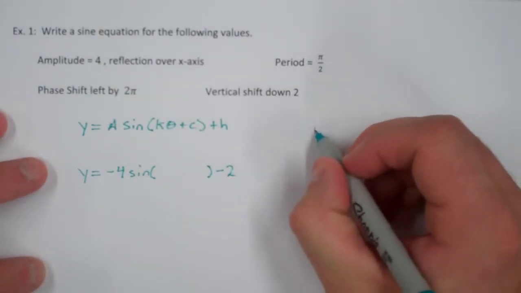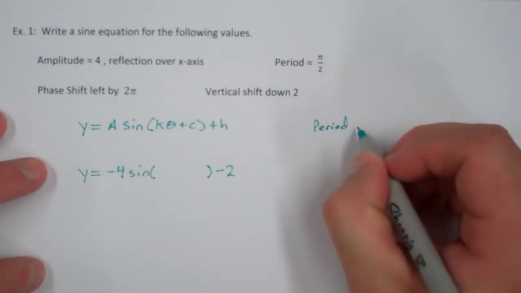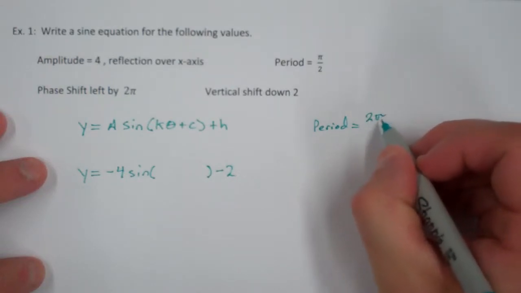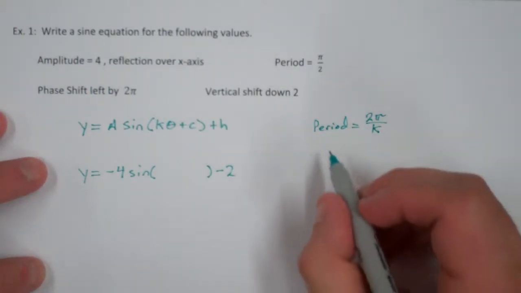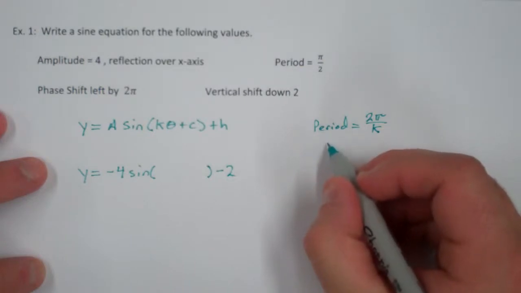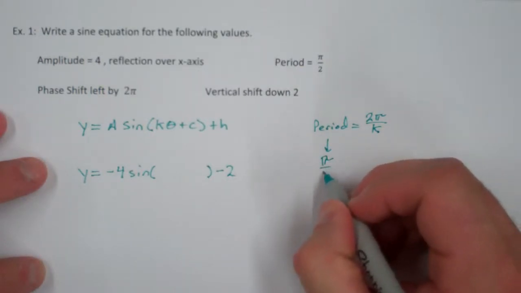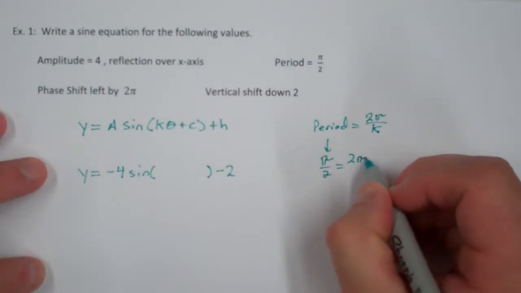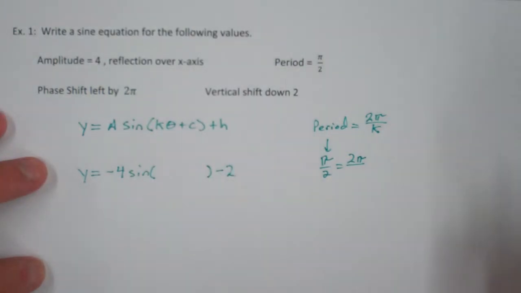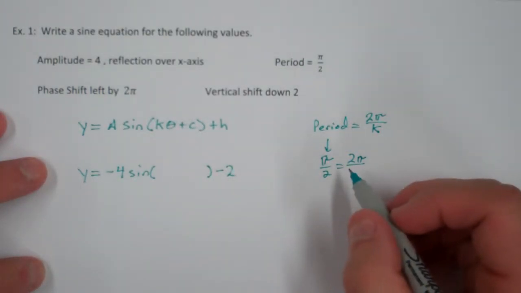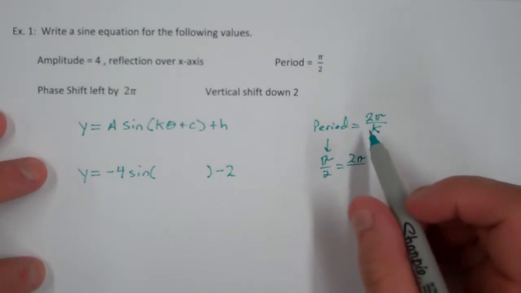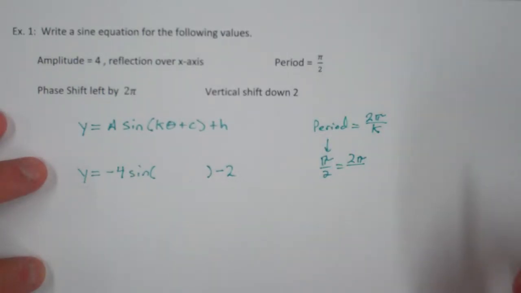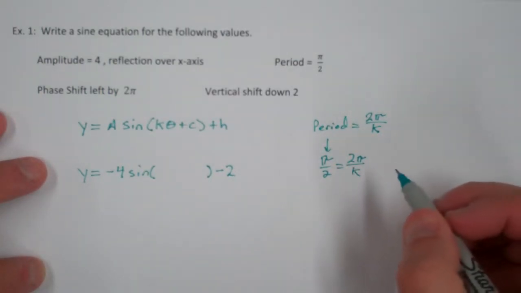So the period is equal to 2 pi over k. So the period is pi over 2, so we'll just straight substitute in. And then we're trying to solve for k, because we need to use k when we write our equation. If you were given an equation, it would just kind of be the opposite. Then you would know k, and you'd be able to figure the period out. Here we got to do a little solving, though.